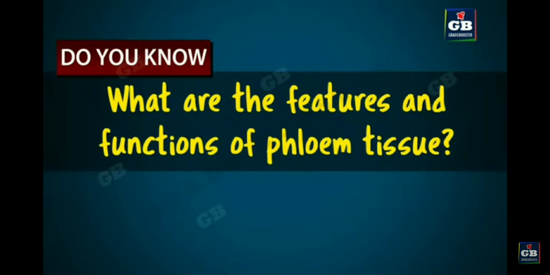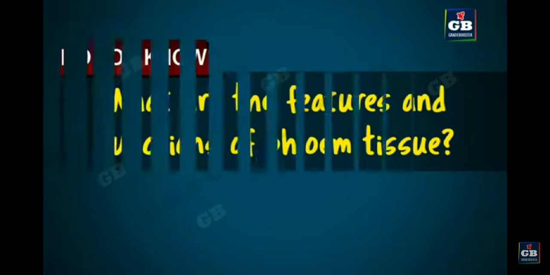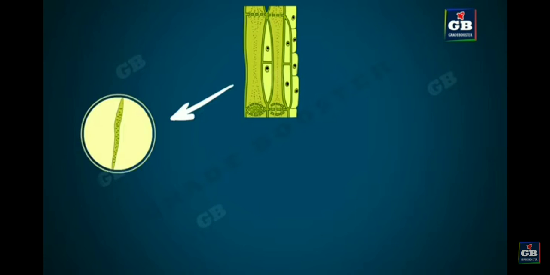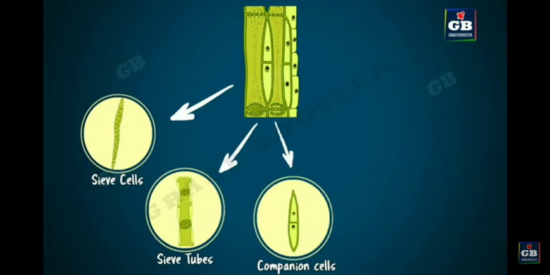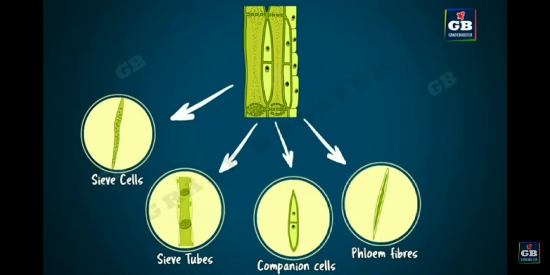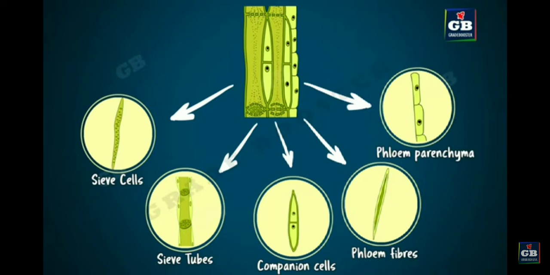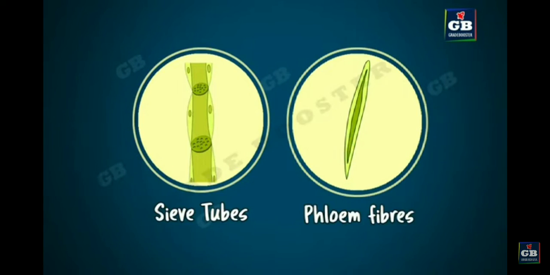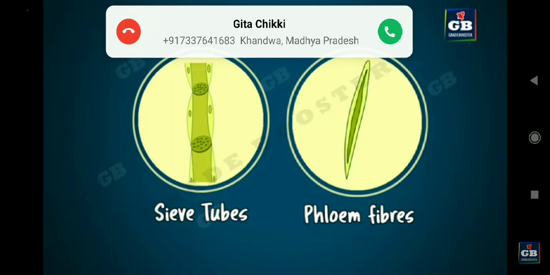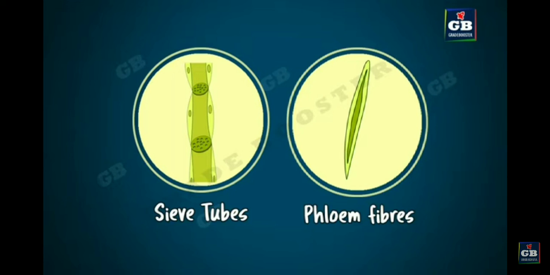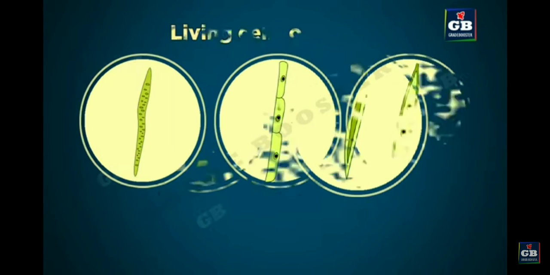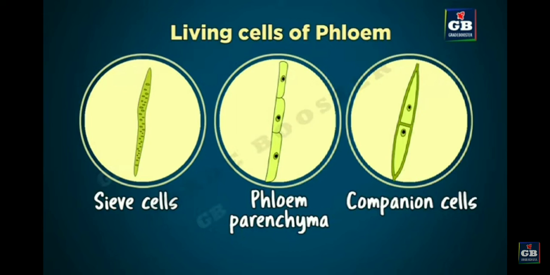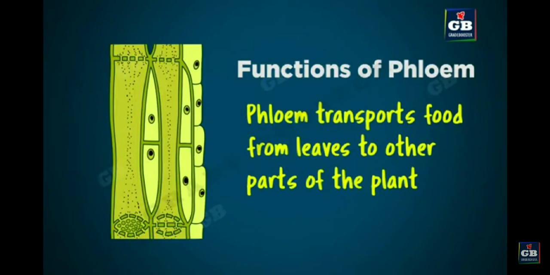What are the features and functions of phloem tissue? Phloem is made up of 5 types of cells. They are sieve cells, sieve tubes, companion cells, phloem fibers, and phloem parenchyma. Sieve tubes are tubular cells. Their cell walls are perforated. Phloem fibers are dead cells. Remaining all phloem cells are living cells. Phloem transports food from leaves to other parts of the plant.